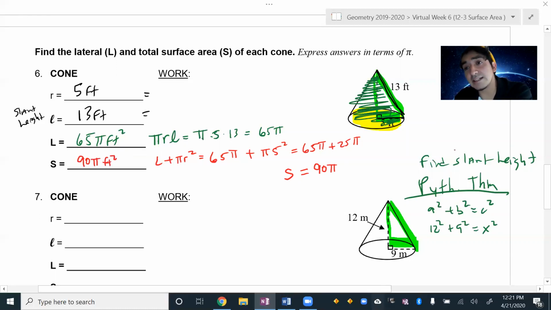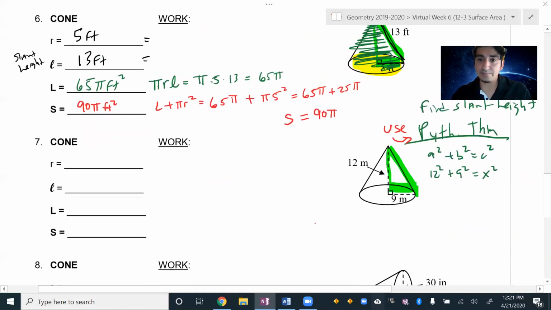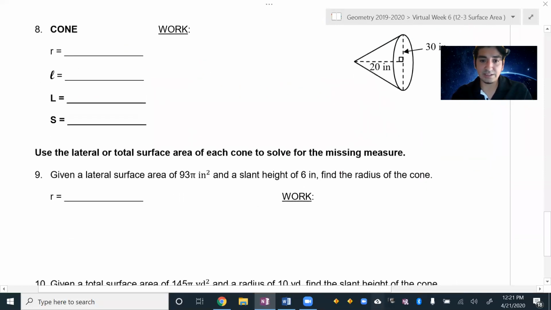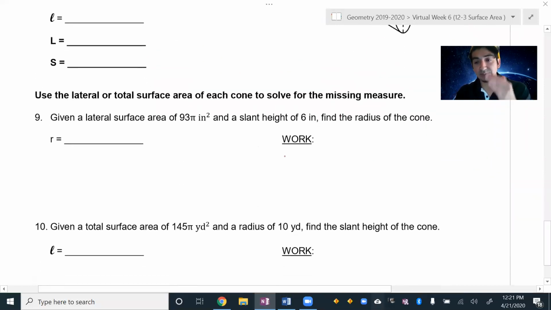The biggest problem that I can see from these is that you may not use the slant height to find it. So to find slant height, use the Pythagorean theorem. That's the biggest thing you need to look at. Okay, so there you go. And sometimes you have to work backwards. Just plug into the equation and then work backwards.